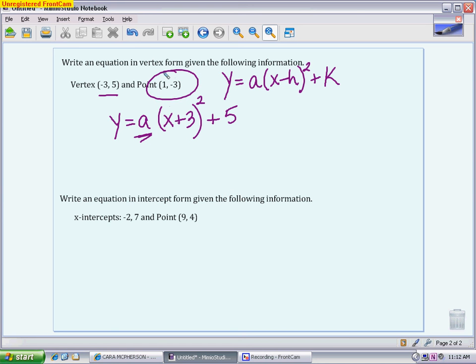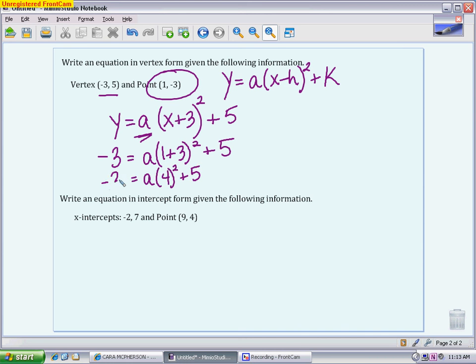That tells me if I replace my x with a 1 and a y with a -3, I can solve for a. So I'm going to put -3 in for y. I'm going to put 1 in for x. Most common mistake students make is not following order of operations. So make sure you follow parentheses first. So you're going to add 1 plus 3. That gives you 4.